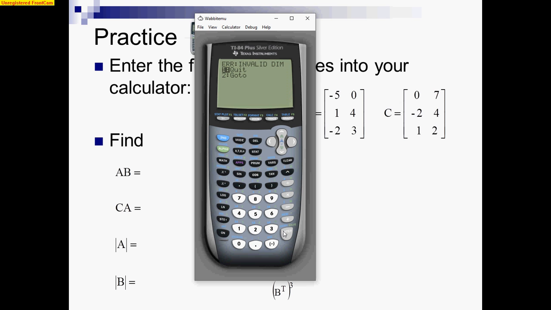And, hey! I got another error message. How come? Invalid dim. Again, what do you think dim stands for? Yes, dimensions. So what do you mean? What's the matter with the dimensions? Let me find a determinant of a square matrix, right? So matrix B is not square.